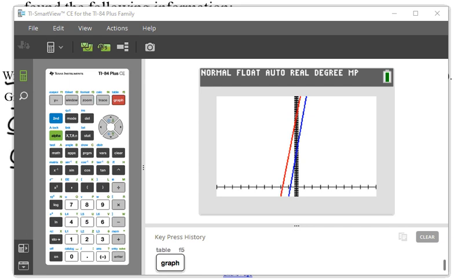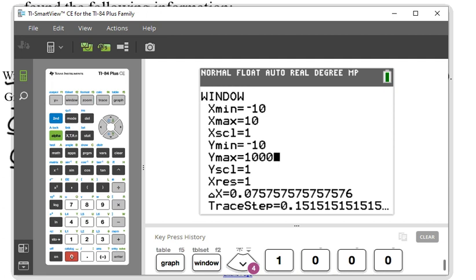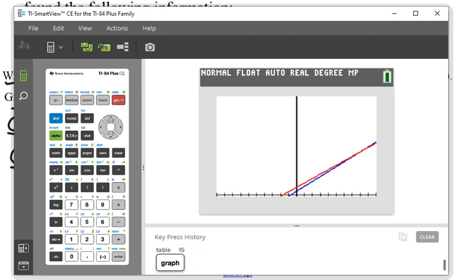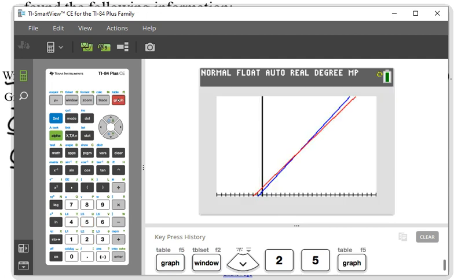So back to window. I'm going to jump up big just to see if I can get my point of intersection. I'm going to go my y max to 1,000. See what happens. Well, that's better. But I still see that I have to go to the right. So my x max, let's go 25 and graph that. There we go. Now we have our point of intersection. Here it is. Sometimes you've got to play around with these. Sometimes you put big numbers in and then you can manipulate by going down. So there's our point of intersection.